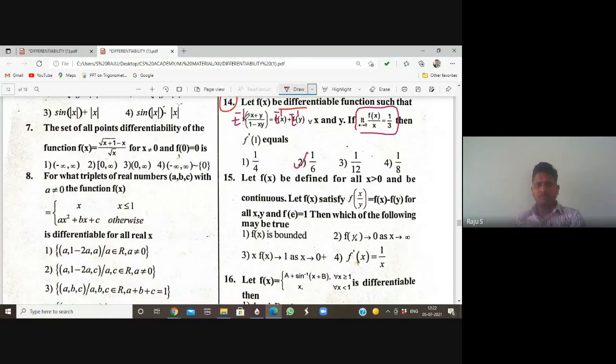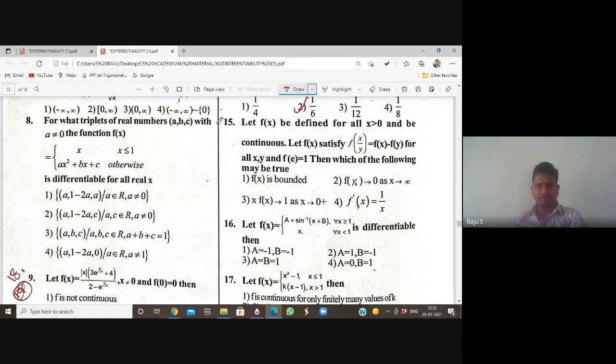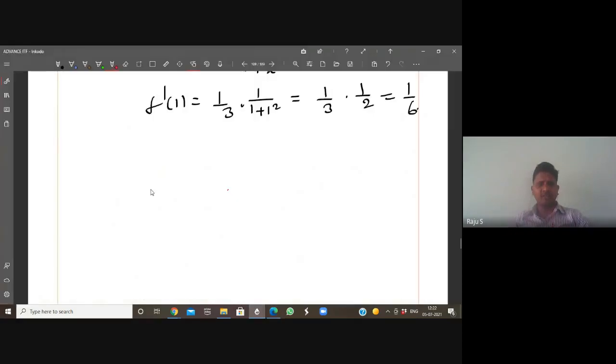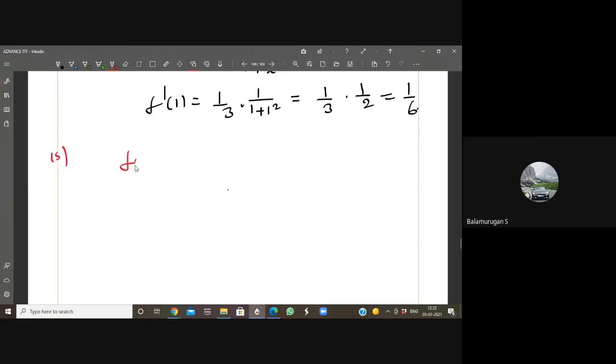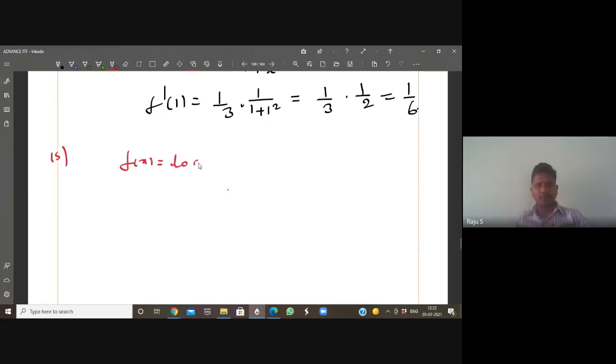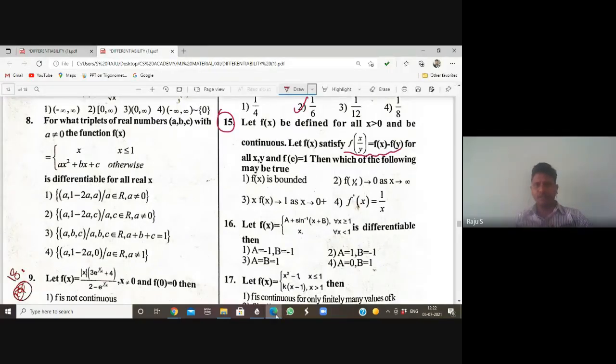Right, students, then question number 15. They given one condition, f of x by y is equal to f of x minus f of y. Then what is the function that satisfies that condition? Log a by b. Right, f of x is equal to log x. So f of a by b is equal to log a minus log b. Okay, function we got it.